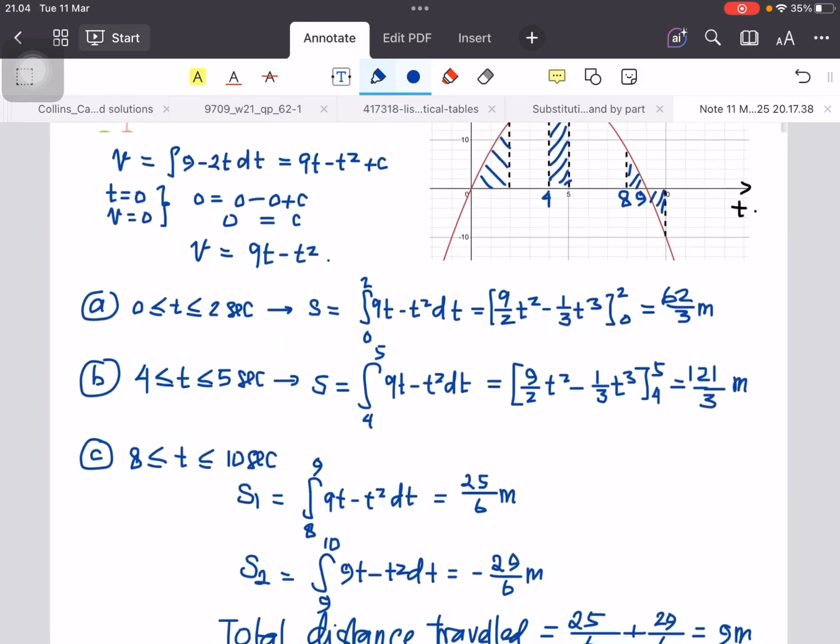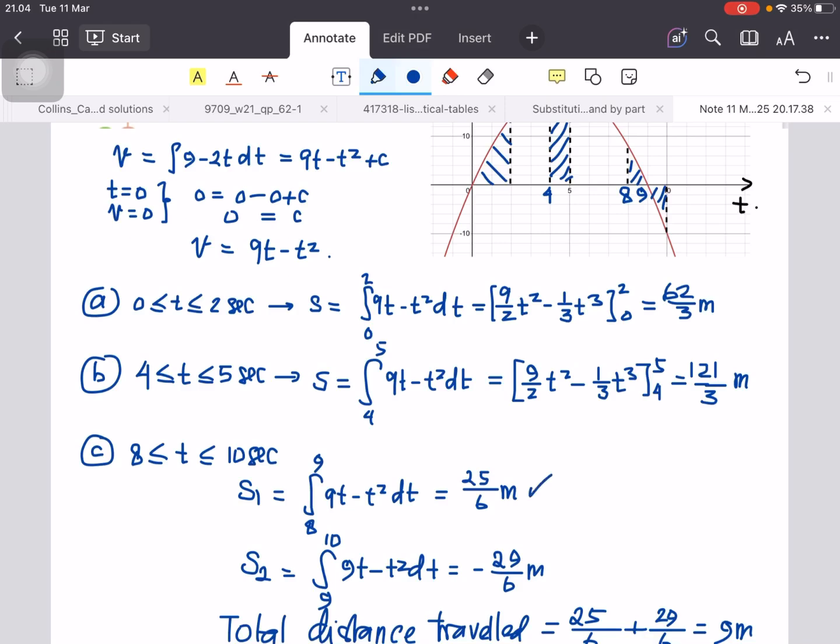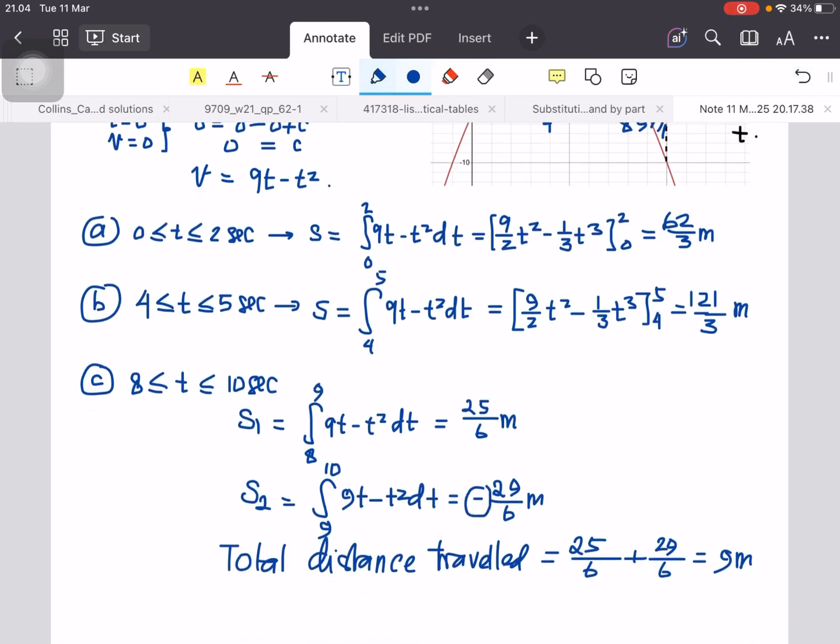The first one is the integration from 8 to 9, and the second one from 9 to 10. The first integration is from 8 to 9. The answer will be 25/6 meters. And then the second integration from 9 to 10, and the result is negative 29/6. The negative sign here shows the direction.